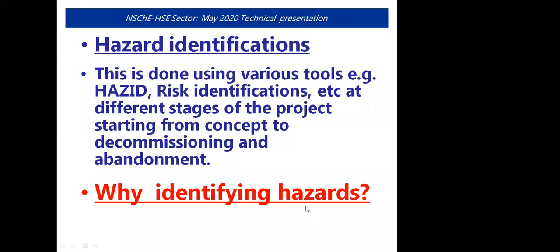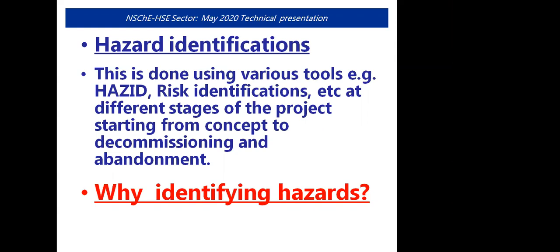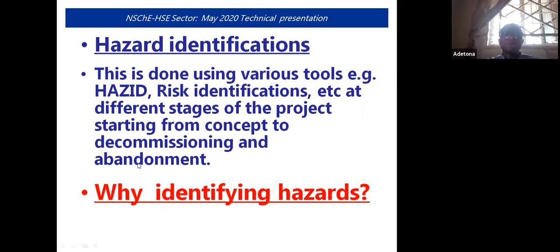Now, hazard identification. There are so many tools to identify hazards. This is done using various tools, for example hazard identification, risk identification, and so on and so forth. These are done at different stages of the project, starting from concept to operation, decommissioning, and abandonment.